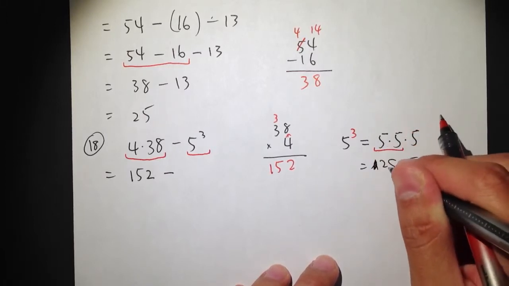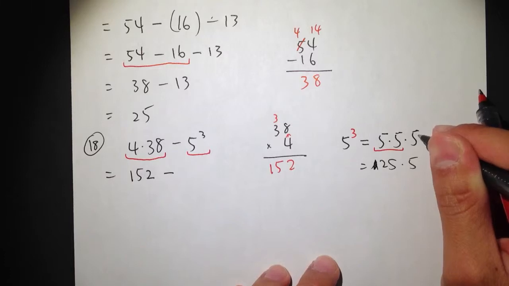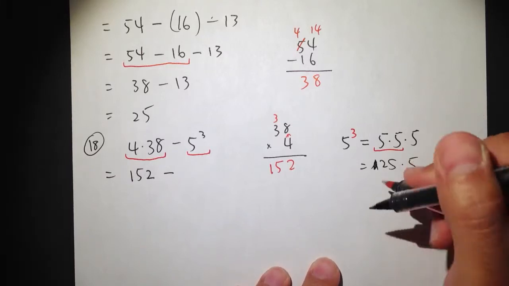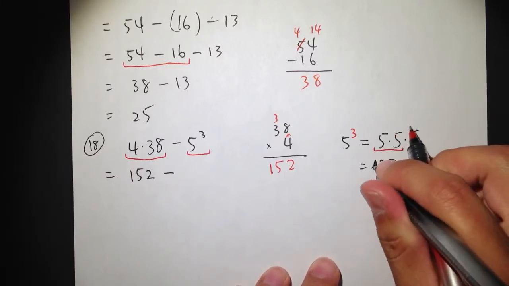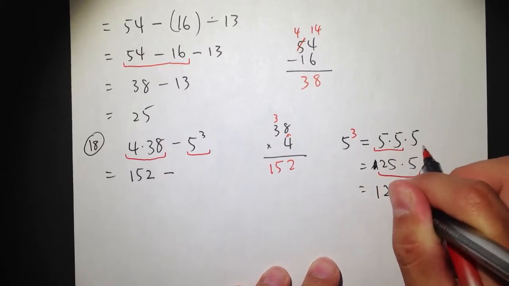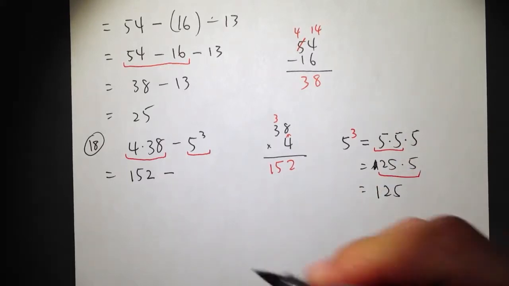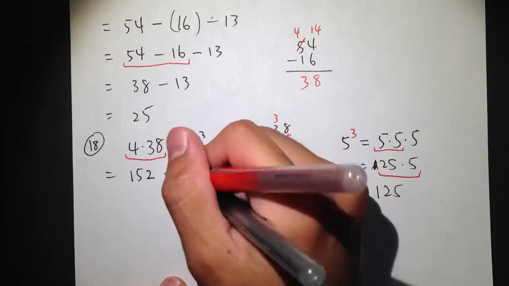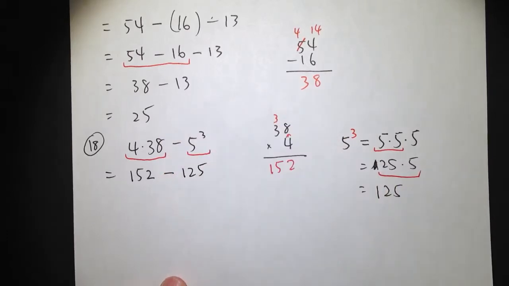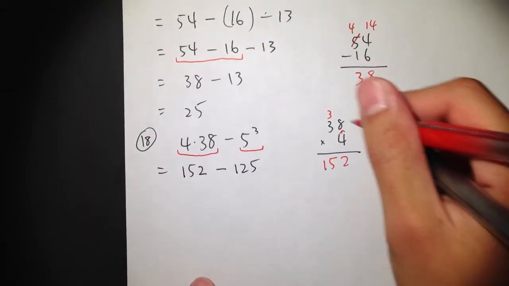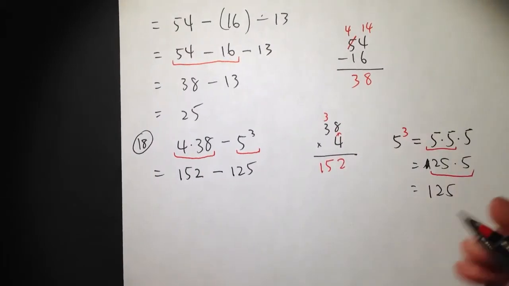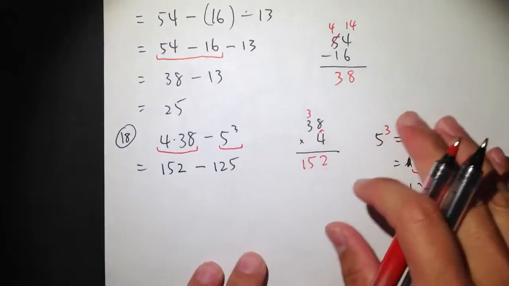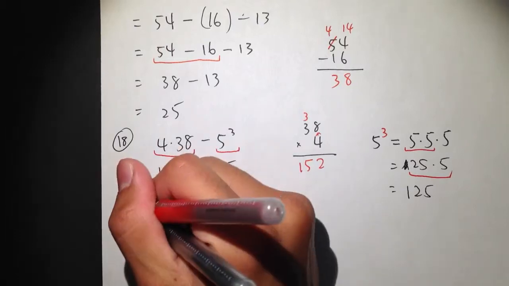But then we still have to put down another 5. And then 25 times 5 is equal to 125. So 5 to the third power is equal to 125. This is just my scratch paper. We need it, but you should always do the scratch work on the side, or use a scratch paper.